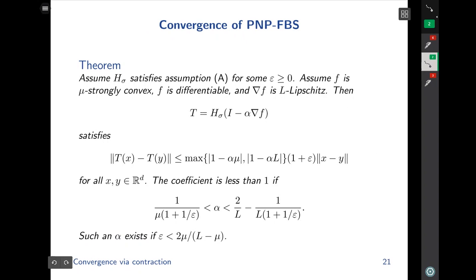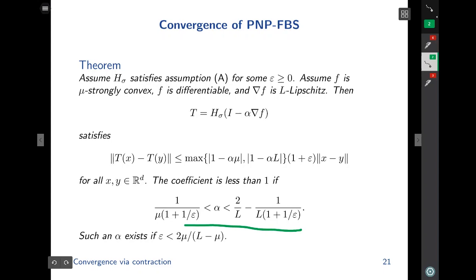We assume our denoiser satisfies the main assumption, and we assume F is strongly convex and L-smooth. Then the mapping that defines plug-and-play forward-backward splitting satisfies this contractive inequality. This contractive coefficient is less than 1 if alpha is within this interval.